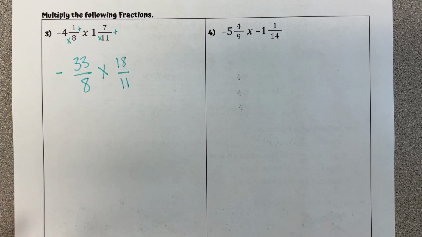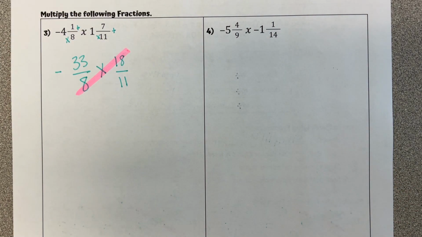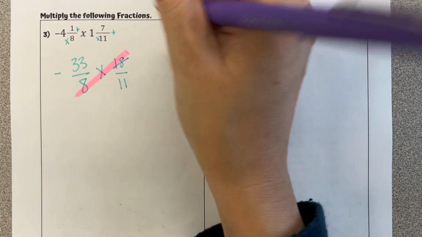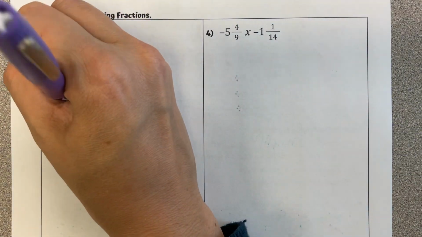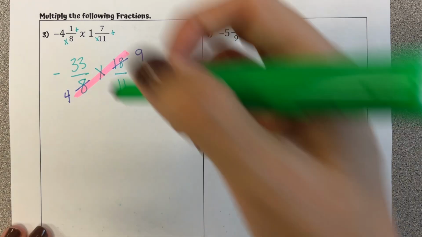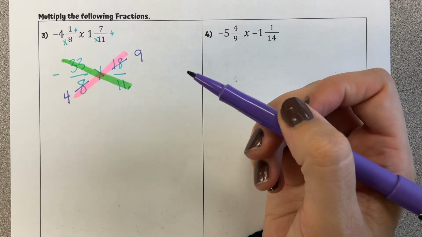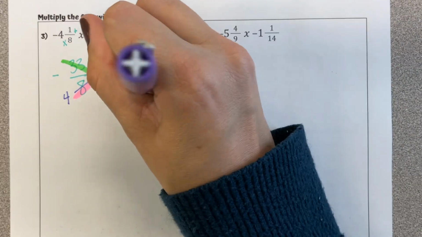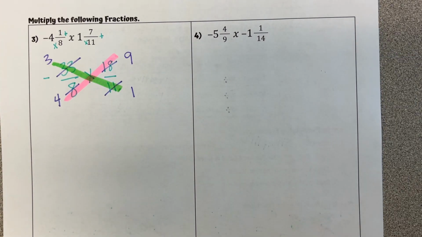Now I'm going to go through and simplify. Let's look at our first diagonal here. 8 and 18, they are both even. They both divide by 2. 18 divided by 2 is 9. 8 divided by 2 is 4. Let's look at our other diagonal. 33 and 11. Yes, 11 is prime, but 11 divides by 11, and so does 33. So 11 divided by 11 is 1. 33 divided by 11 is 3.